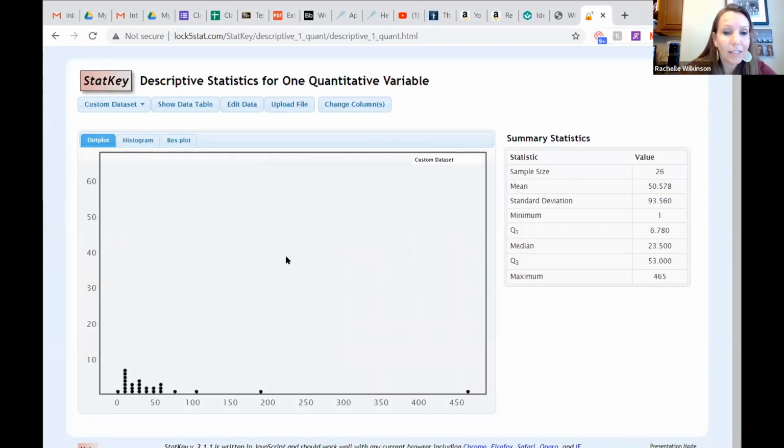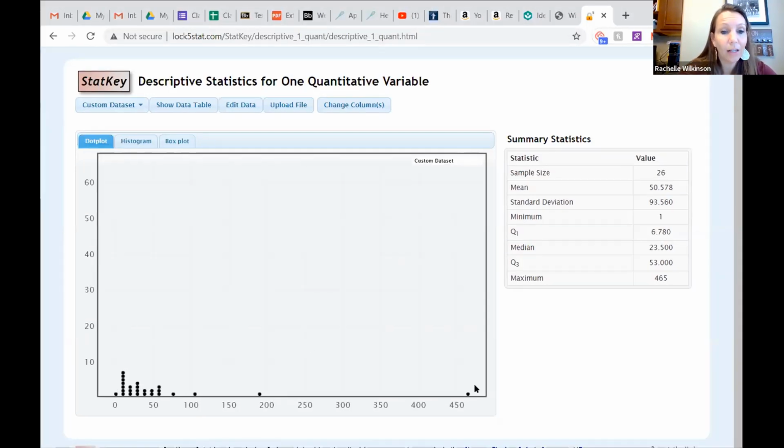Here's my data set. Hopefully yours looks like mine. The person that was super duper long at holding it, the 465, kind of snuck in there at the end. So depending on when you copied your data, you may or may not have missed that person over there. Okay, so here's my dot plot.